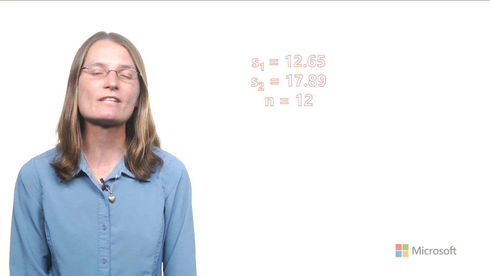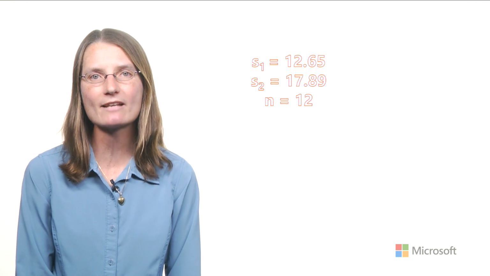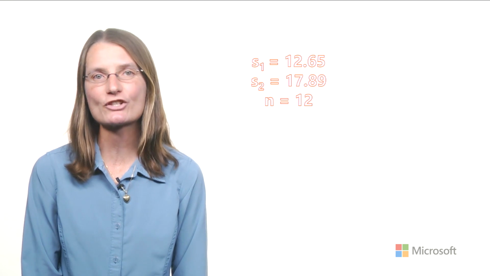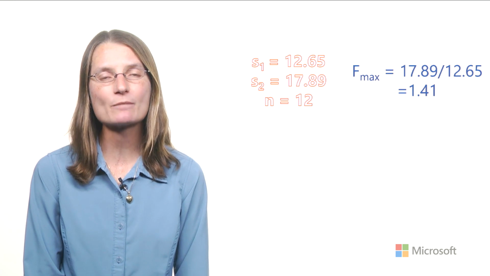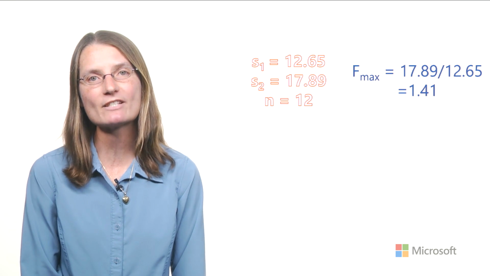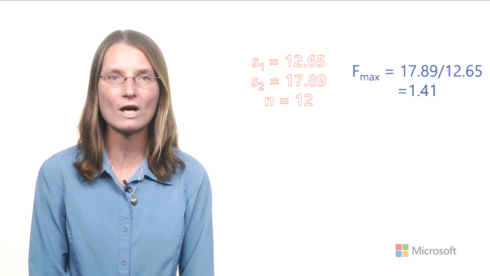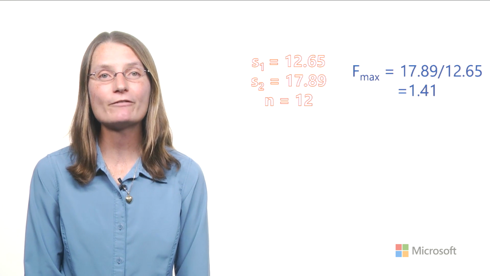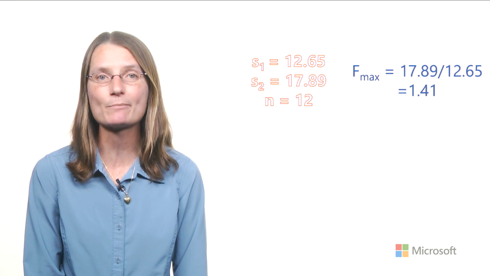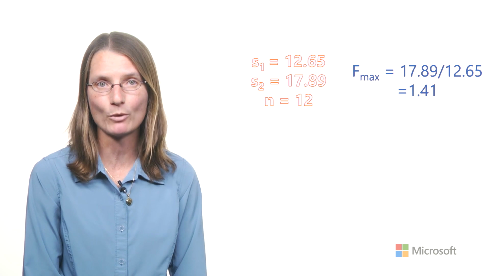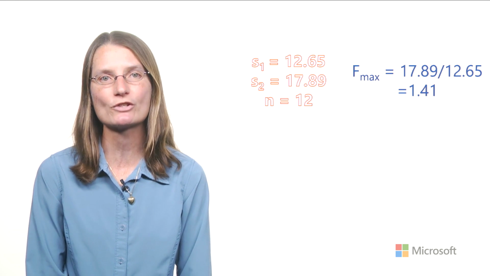Okay, let's take a quick look at how this works for the equality of variance hypothesis test. Imagine that sample 1 has a variance of 12.65 and sample 2 has a variance of 17.89. There are 12 people in each sample group. To calculate Fmax, you divide the larger variance by the smaller one. In this case, 17.89 divided by 12.65, which is 1.41. The F value for alpha at 0.05 with 11 degrees of freedom for the sample size and two groups is 19.4, which is clearly more than 1.41, meaning that we fail to reject the null.